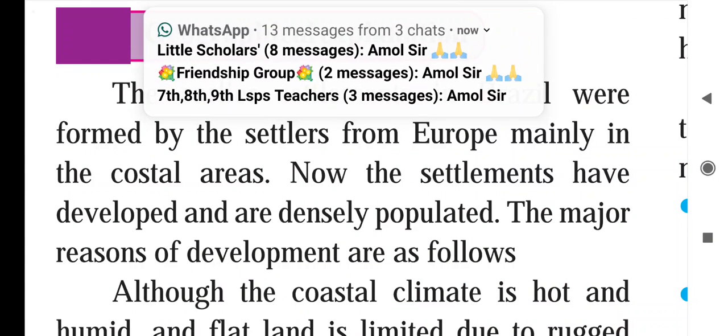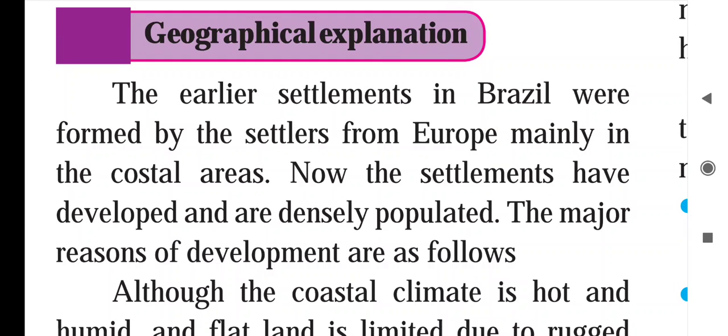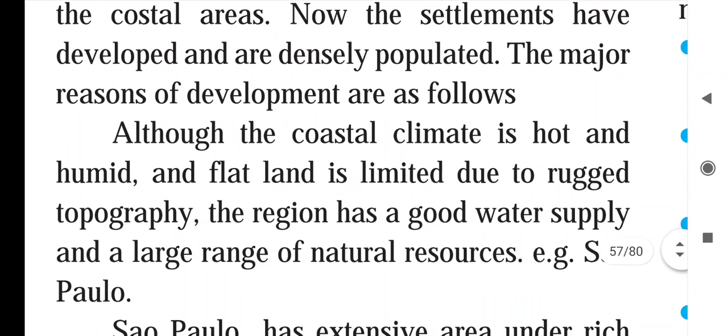Now the settlements have developed and are densely populated. The major reasons for the development are as follows. Mainly Europeans established these settlements. Now that the settlements are developed, what are the reasons that we have to study.